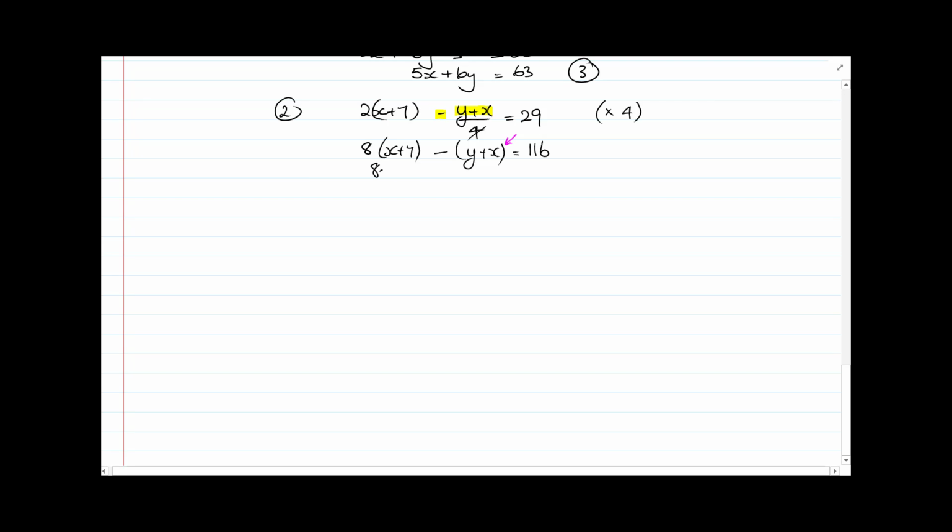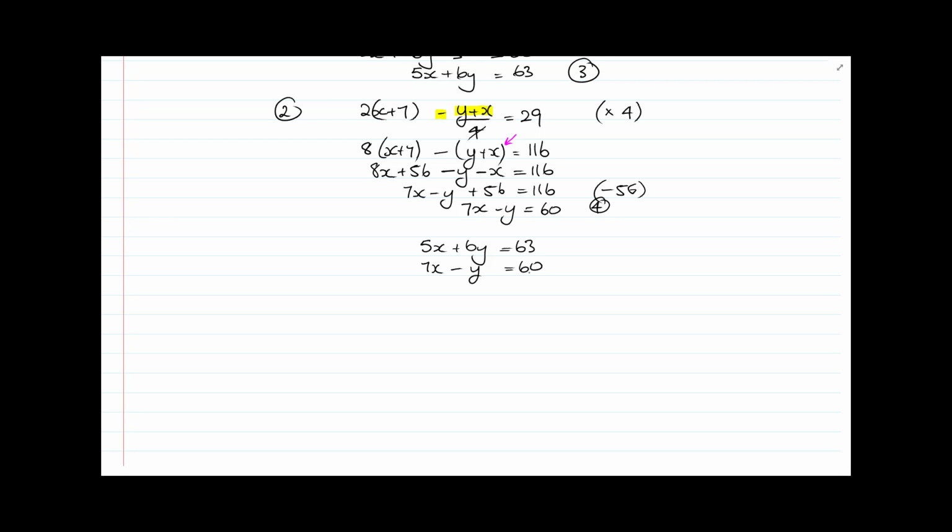So this will give me 8x plus 56 minus y minus x equals 116, which leaves me with 7x minus y plus 56 equals 116. So now I subtract 56 from both sides. This leaves me with 7x minus y equals 60, and I'll call this equation number 4. So I've now got my two new equations, 5x plus 6y equals 63, and 7x minus y equals 60.